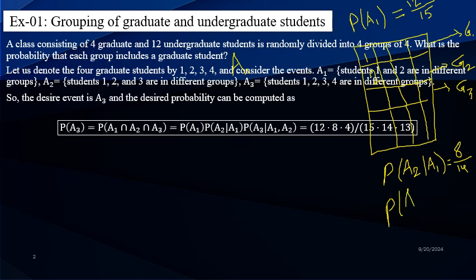Now tell me, what is the probability of A3 given A1 and A2? The comma is also called AND. I have already mentioned A2. What is this probability? 4 by? Very nice. Why 13? Because 3 places are already occupied by graduate students 1, 2, 3, and the remaining places are 13. The new sample space has count 13. And if you talk about the last group, how many options does the last graduate student have? 4. How many options does it have?